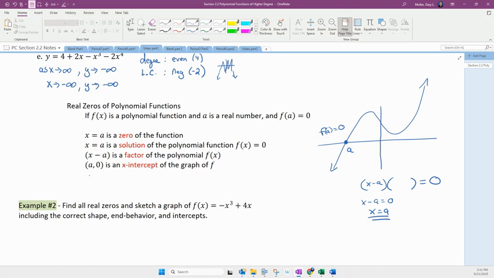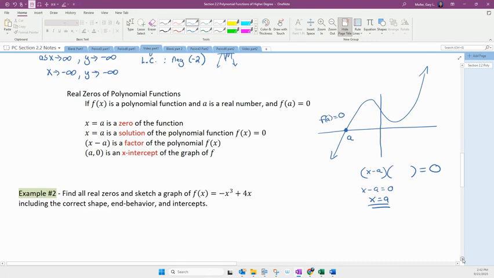So example 2: find all real zeros and sketch a graph, including the correct shape. In other words, smooth, continuous, no hard turns, end behavior, and intercepts. So let's get all of that accurate.